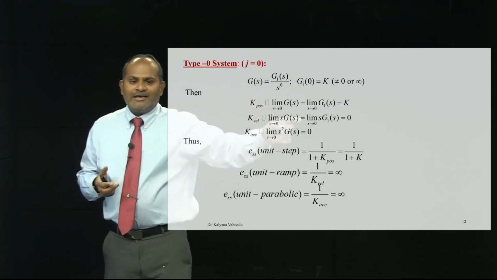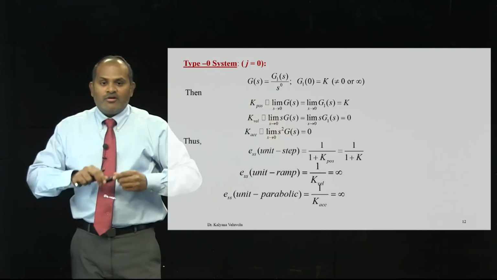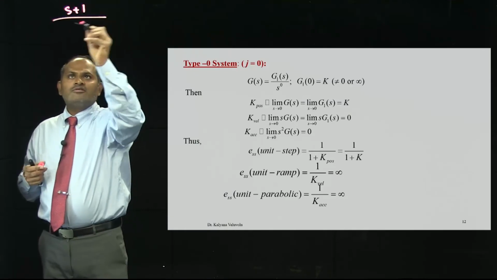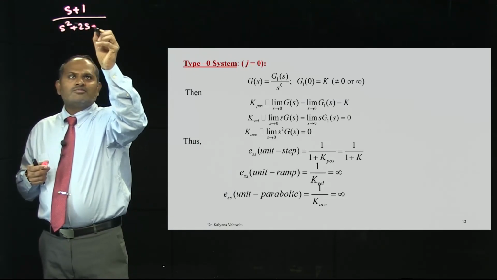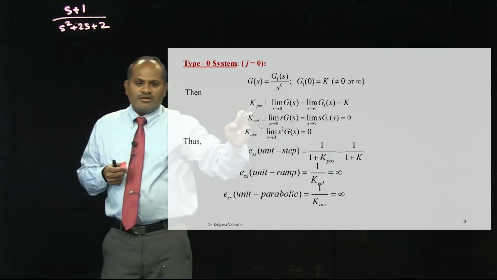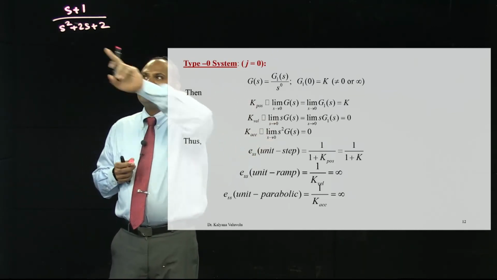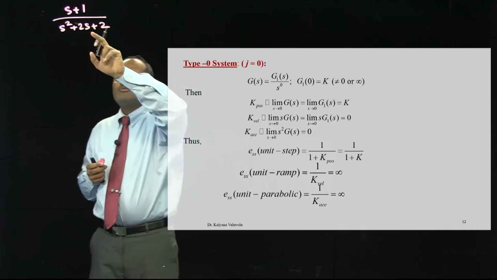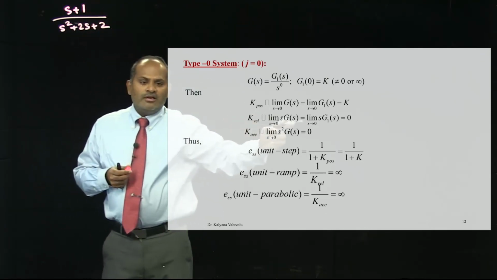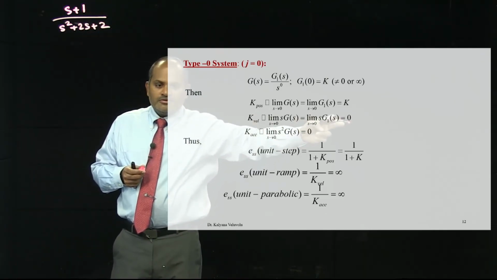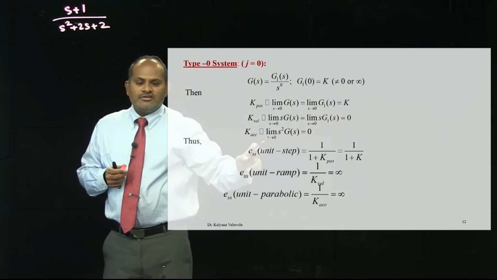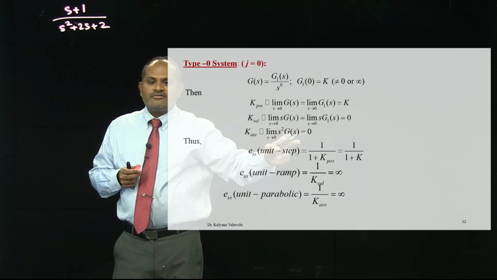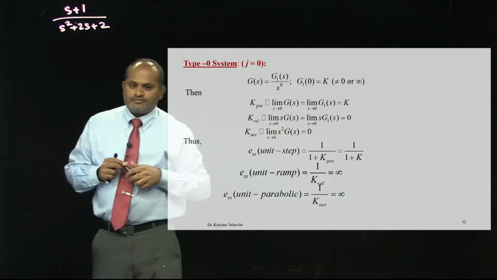So, you can't cancel. For a simple type 0 system, you can imagine it is like (s plus 1) by (s square plus 2s plus 2). Now, if you substitute, s into G(s) gives an additional s, so limit s tends to 0, s into G(s) will be 0. The G(0) is non-zero, you get 1 by 2. In the same way, K acceleration, limit s tends to 0, s square into G(s), will also be 0.